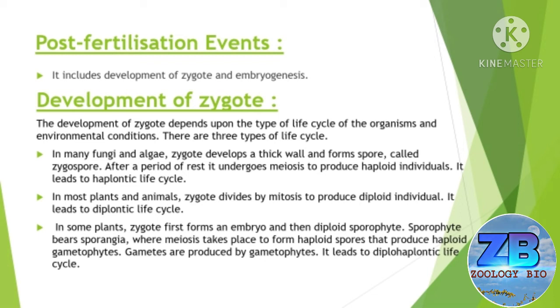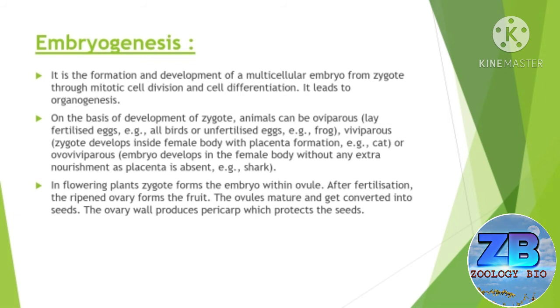The second one is in most plants and animals, where the zygote divides by mitosis to produce a diploid individual. It leads to diplontic life cycle. The third one is in most plants, where the zygote first forms an embryo and then a diploid sporophyte. The sporophyte bears sporangia, where meiosis takes place to form haploid spores that produce haploid gametophytes. Gametes are produced by gametophytes. It leads to diplohaplontic life cycle.